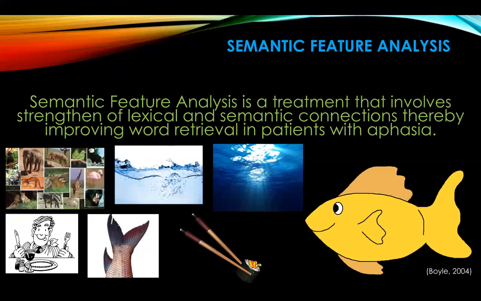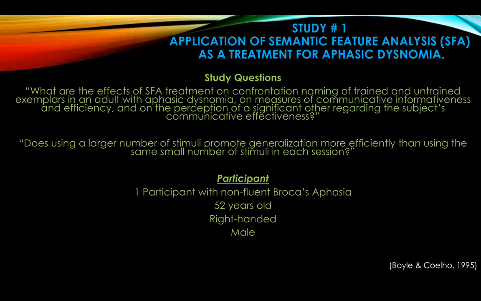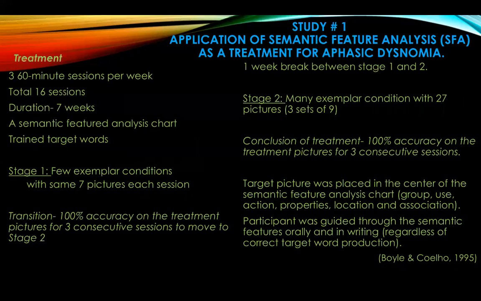With this literature review, I wish to explore how effective semantic feature analysis treatment is in improving word retrieval difficulties, as well as generalization to improve discourse in patients with aphasia. The first study I looked at investigated the effect of this treatment on confrontational naming for trained and untrained exemplars. The researcher particularly wanted to explore whether using a larger number of stimuli promoted generalization more efficiently than using a smaller number of stimuli. The participant was a 52-year-old male with Broca's aphasia.